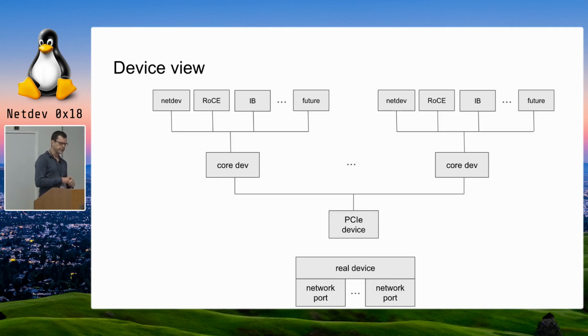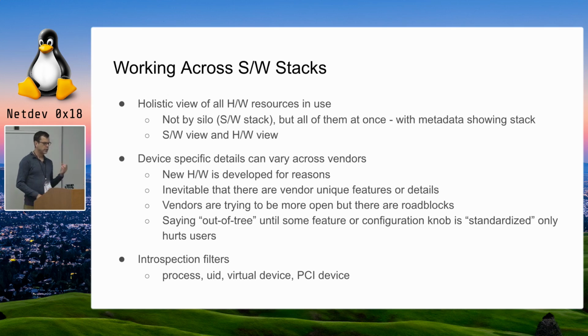Take that even a step further with subfunctions, for example, you can get multiple layers going on. So a PCI device has multiple subfunctions. Each has its own auxiliary bus. Each auxiliary bus has one of those auxiliary devices. So you're getting this really complicated layering of who's consuming what. The one thing that's missing today is this holistic view of all hardware resources.